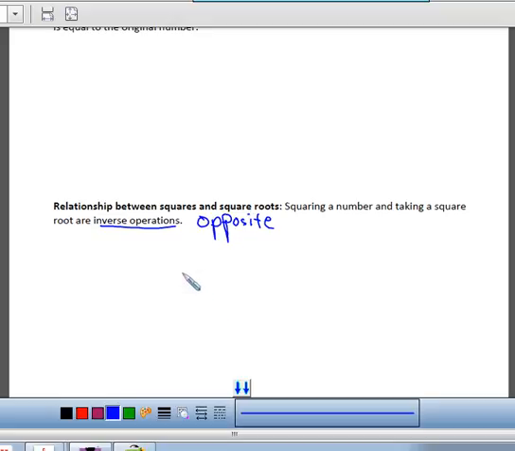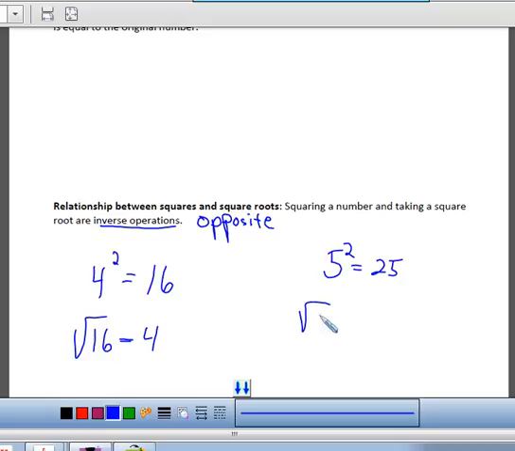Okay, so 4 squared is equal to 16. What is the inverse of that? The square root of 16 is equal to 4. 5 squared is equal to 25. Square root of 25 is equal to 5. These are inverses of each other.